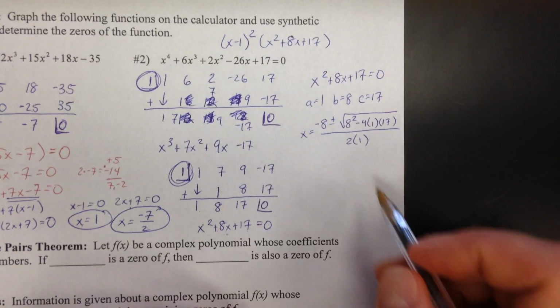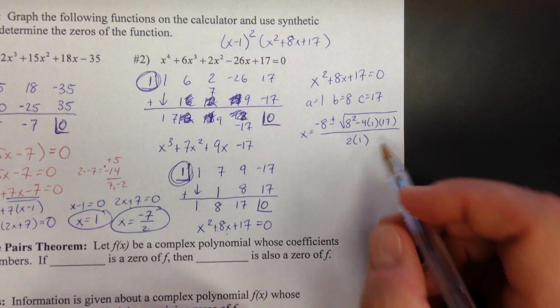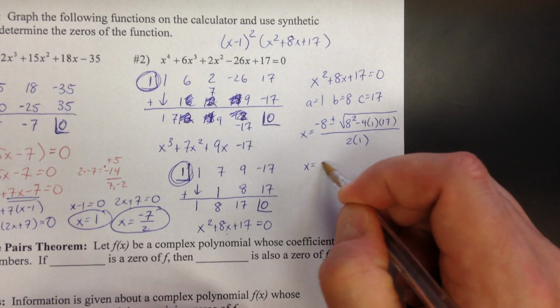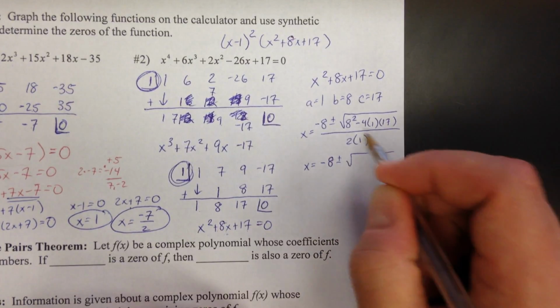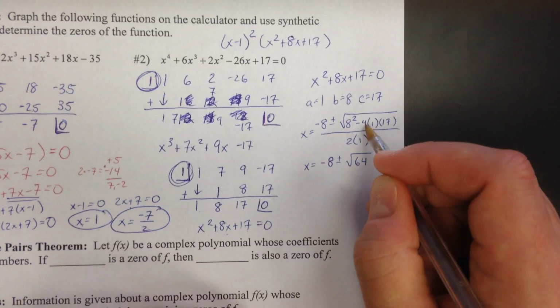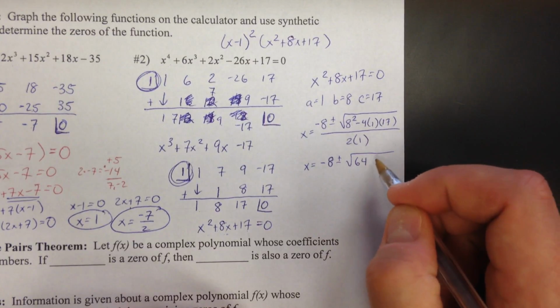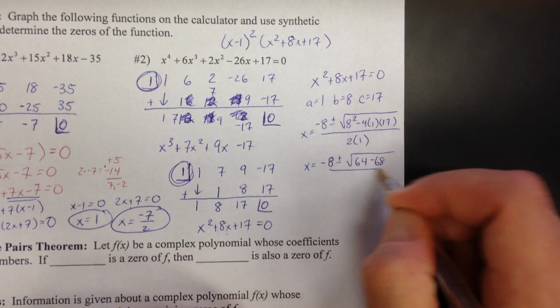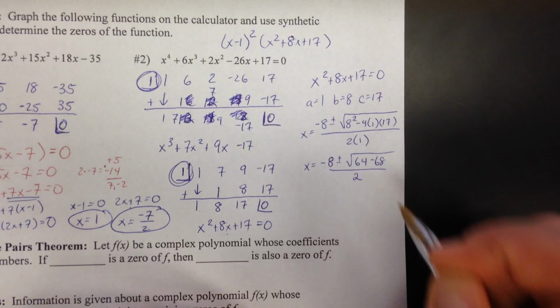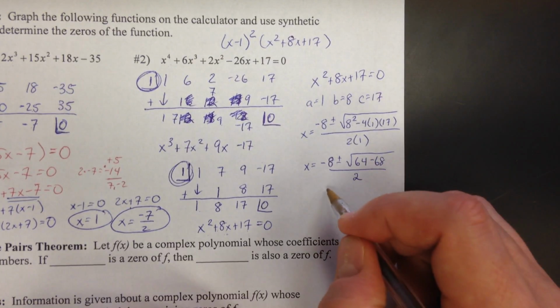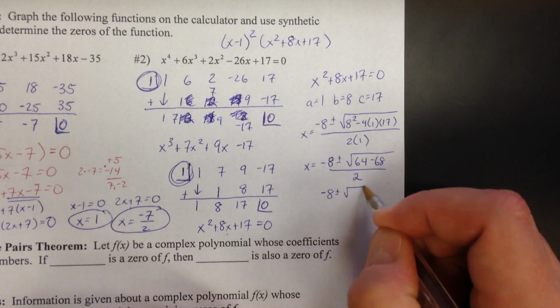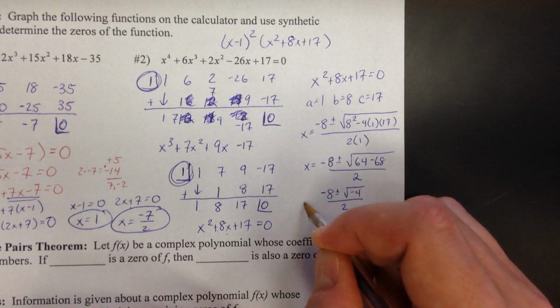Okay, again, I know I'm going through this fast, so please pause if you want to work it. Negative 8 plus minus the square root of 64. This will be minus 4 times 1 times 17, which is negative 68, all over 2 times 1, which is 2. Keep going with the radical, that will be negative 4. The square root of negative 4 over 2.